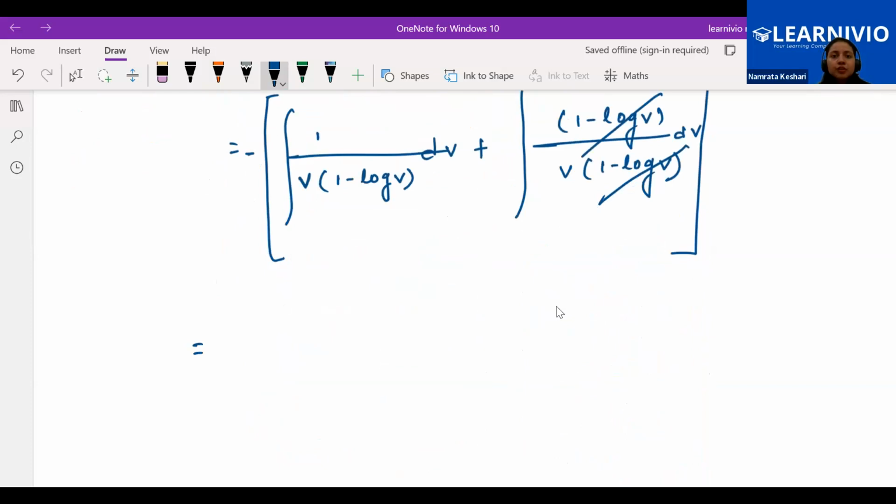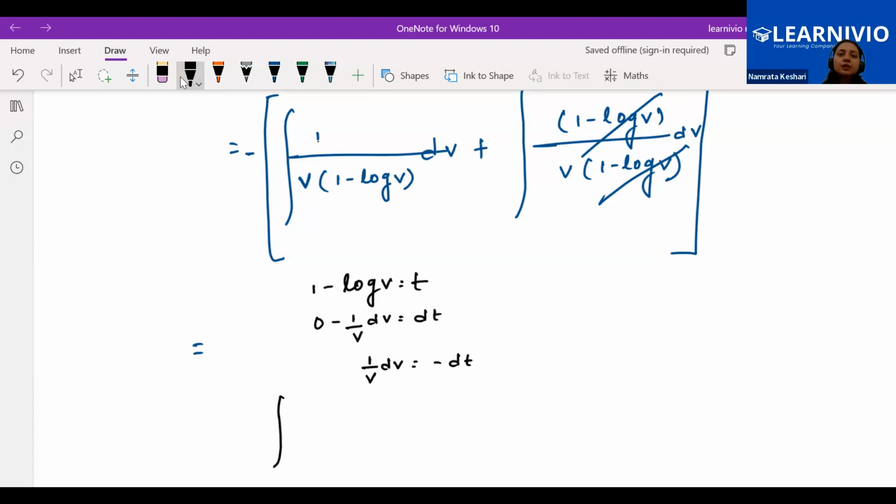Now, if you focus on this part, can we do the substitution that 1 minus log v is equal to t? Then the derivative of 1 is 0, and of log v is 1 by v, right? dv is equal to dt. Yes or no? Yes, ma'am. And dv by v we want over here. Can you see, 1 by v dv is already there. So it will be equal to minus dt.